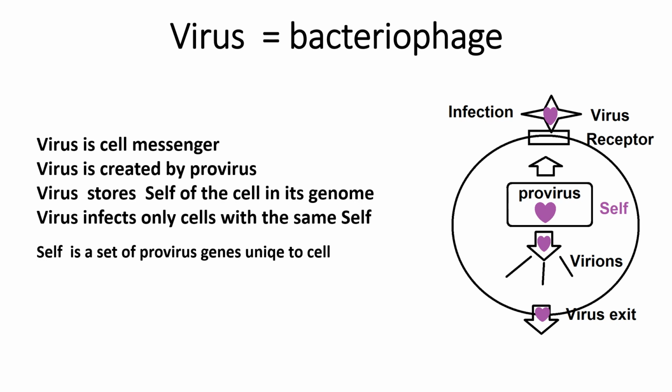And here you have the definition of virus, which is here the bacteriophage. Virus is a cell messenger. Virus is created by provirus. Virus stores the self of the cell in its genome, and virus infects only cells with the same self. And again, self is a set of provirus genes unique to the cell.